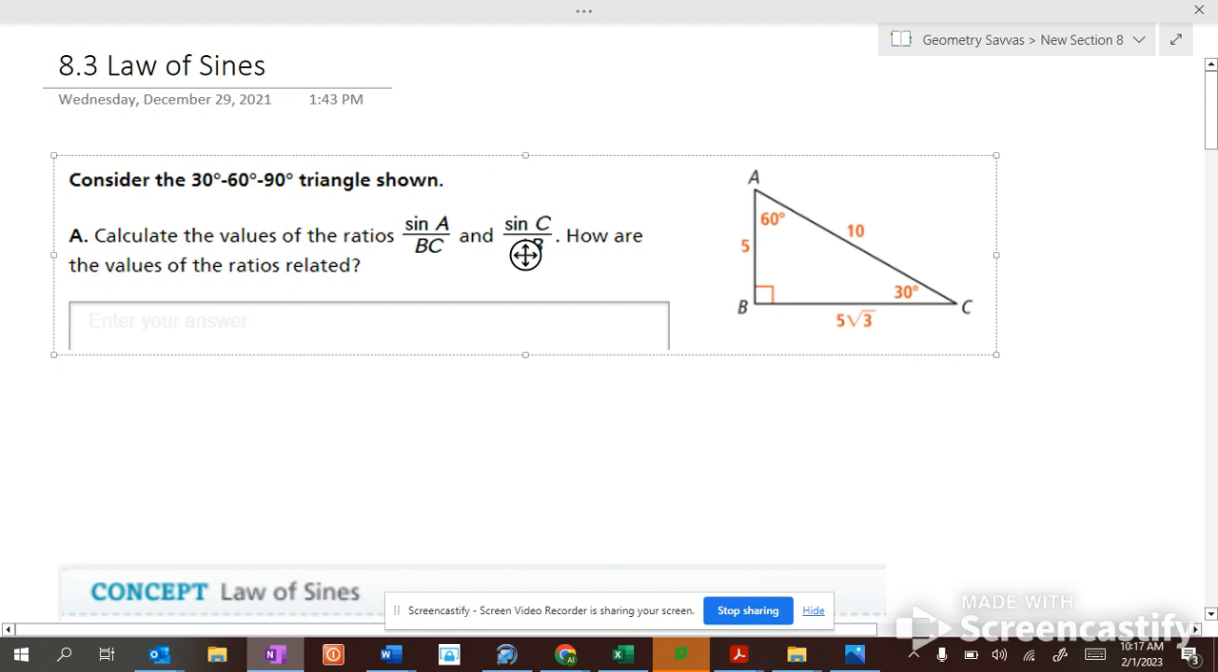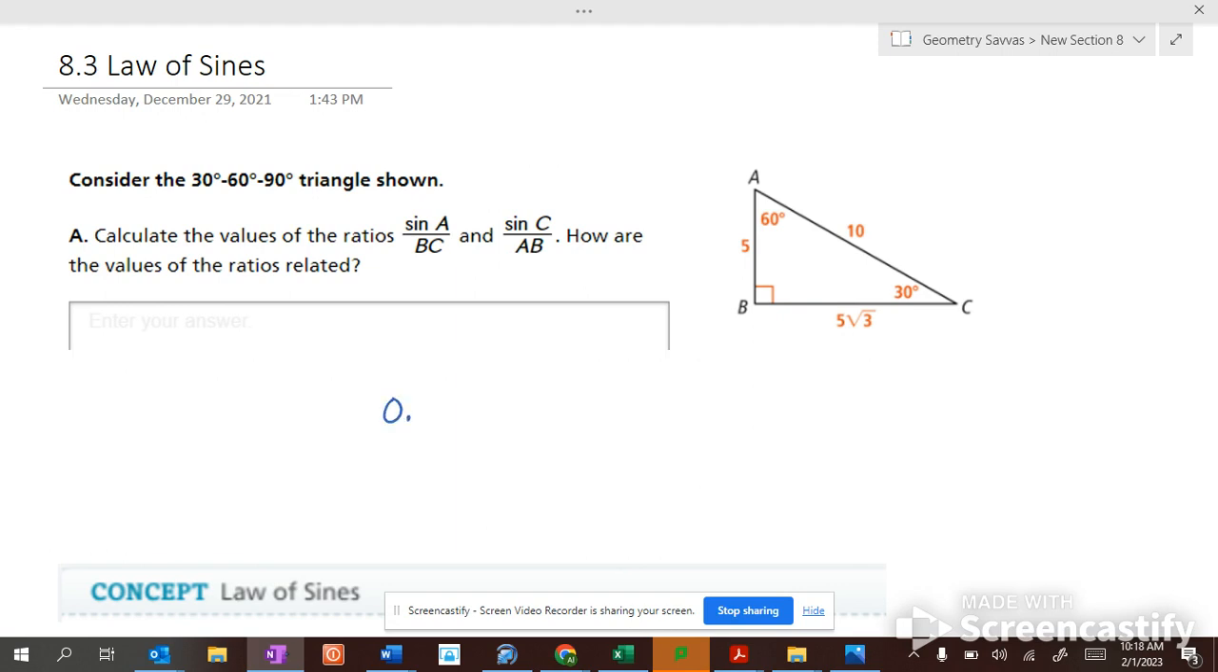Here's a triangle. If we calculate the values of these ratios, the sine of angle A, the sine of 60 over the length of BC. Well, what's the sine of 60 degrees? 0.8660, right? BC is 5 square root of 3. Take 5 and multiply it by the square root of 3 and give me the answer, please. 8.660? That's pretty cool.